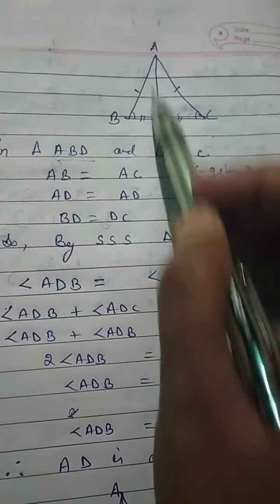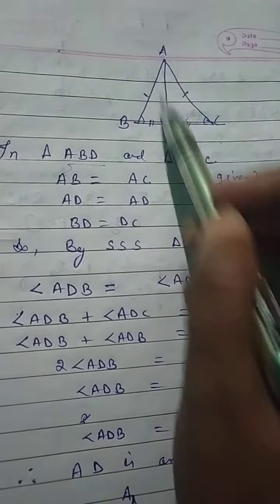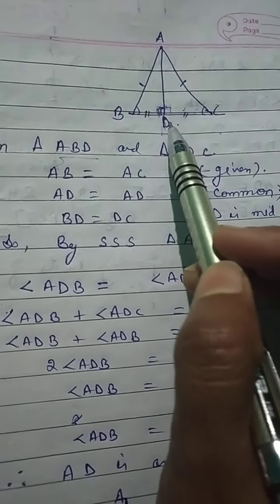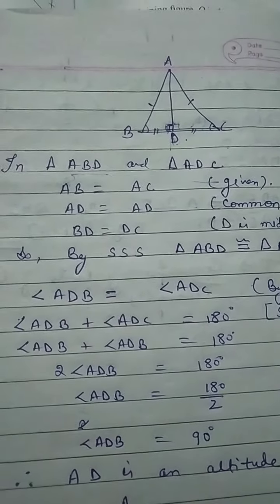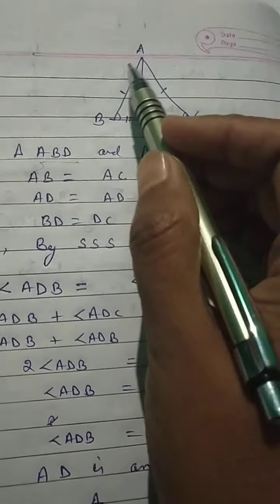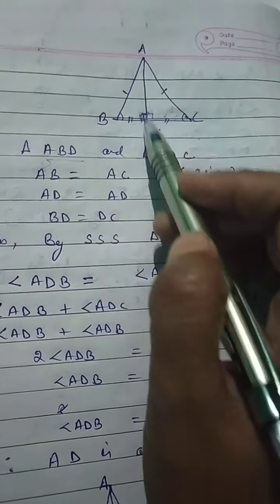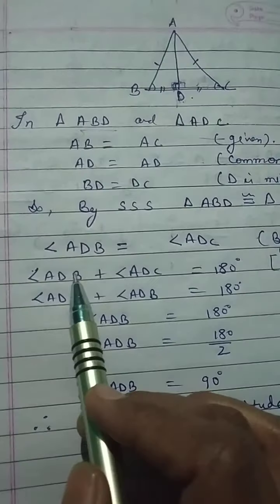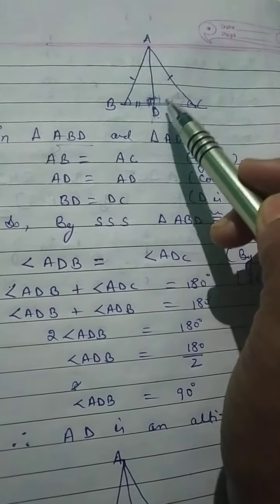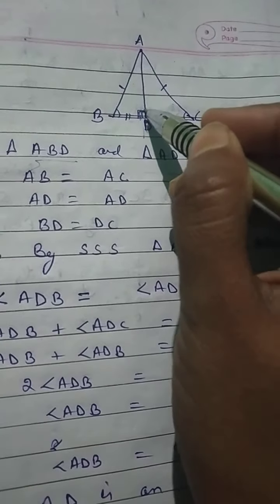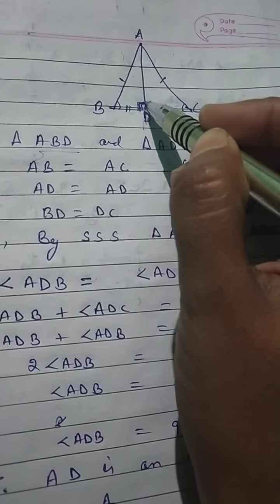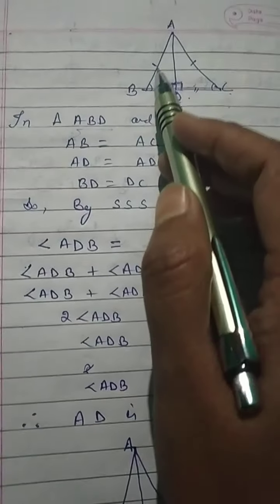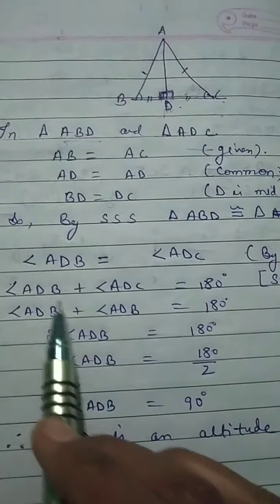Common side, means for both triangles this is common, and BD is equal to DC. Why BD equal to DC? Because D is the midpoint, okay, given in the question. So by side, two triangles are congruent. So after showing that two triangles are congruent, we can say that angle ADB, means this angle, is equal to angle ADC by CPCT. CPCT I have explained to you. Both are corresponding parts of these congruent triangles.